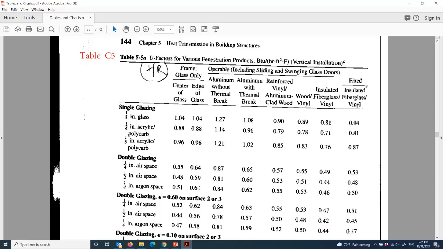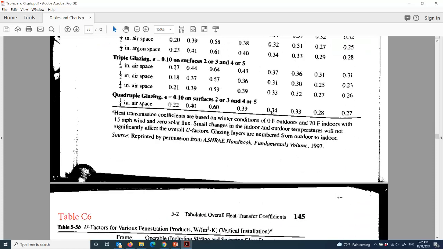If it has a frame, it's fixed, then it's just this column. You read from this column, and then if the frame is, like the different cases, aluminum with or without thermal break, so you have these values. Remember, that's the U value, it's not the resistance. And those are assumed to be in vertical installation. So if it's horizontal, you have to find the right reference.